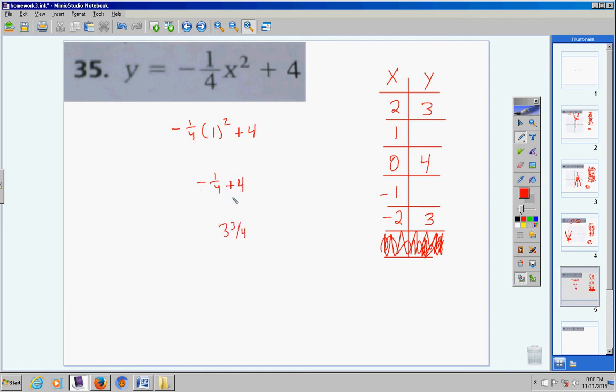Now, that gives you a 3 3/4. If you struggle with fractions, use your calculator. Use your fraction button, okay? But you will get out 3 3/4. So I should get out 3 3/4 here also.